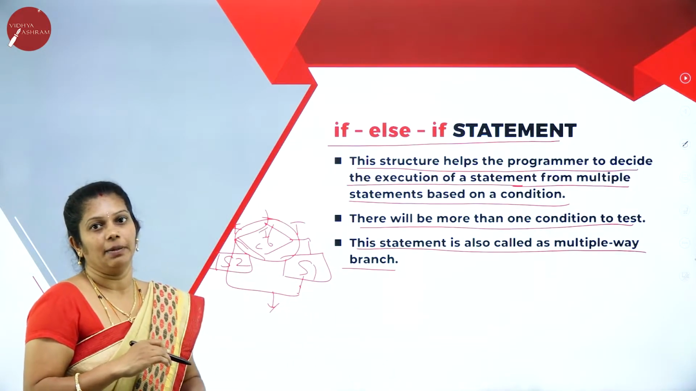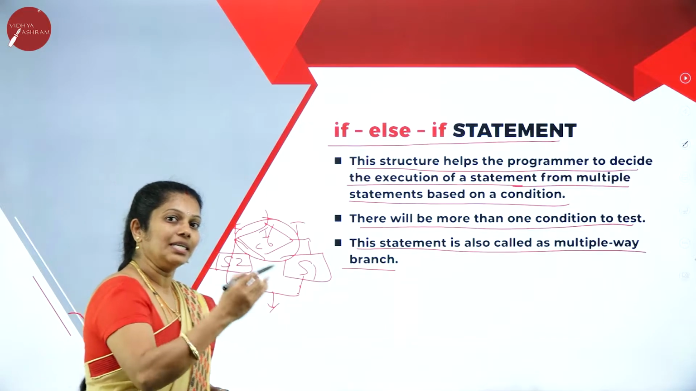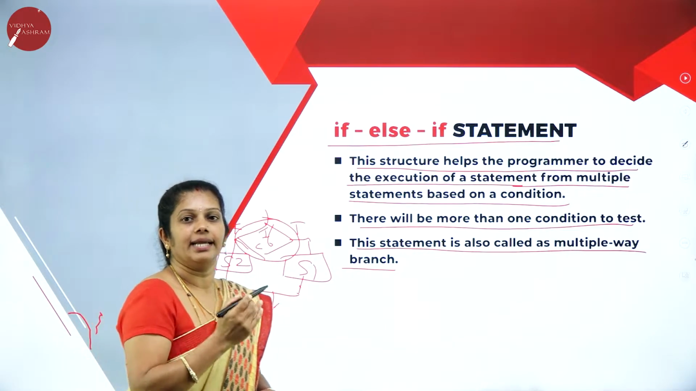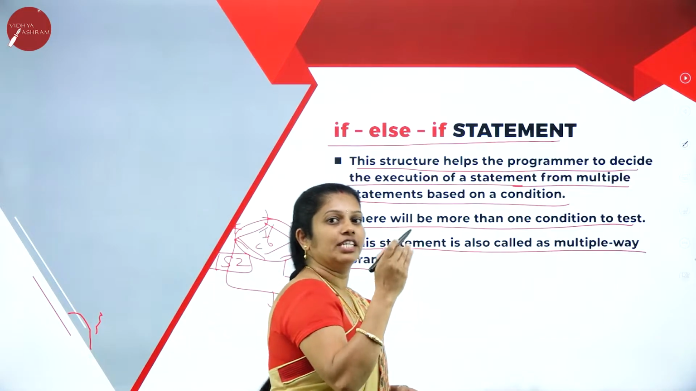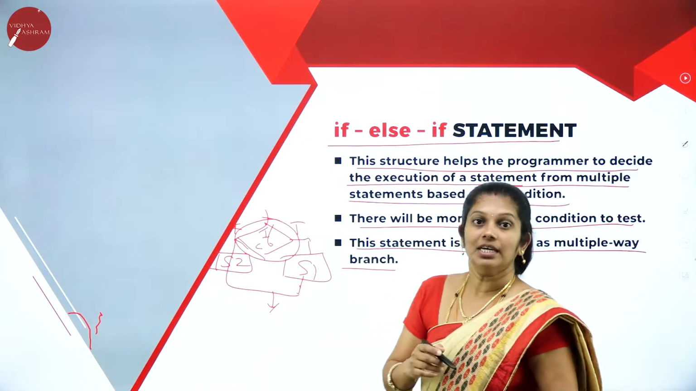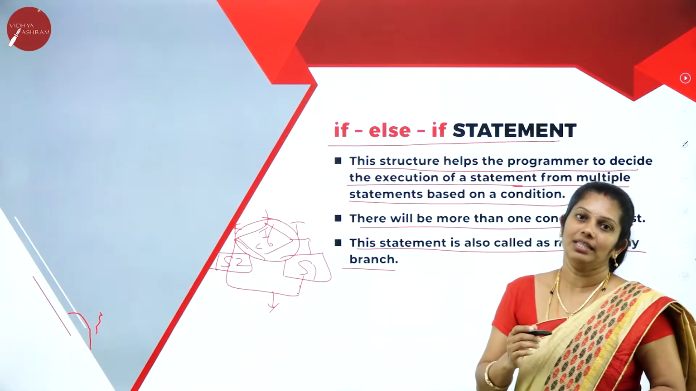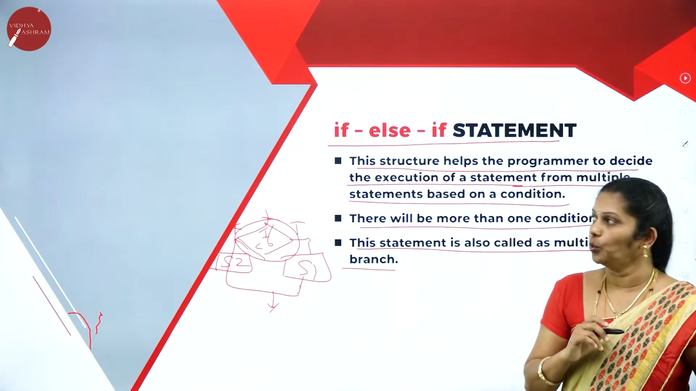Why it is called as multiple way branching? Because multiple alternatives we have here. If it is true, then the corresponding statement will execute. If it is false, once again it will check for the next condition. If all the conditions are false, then finally it will display the default value.